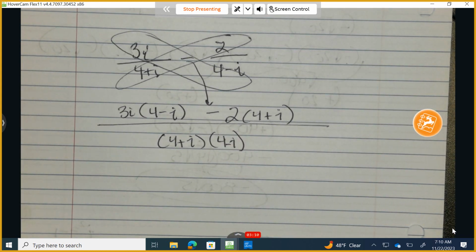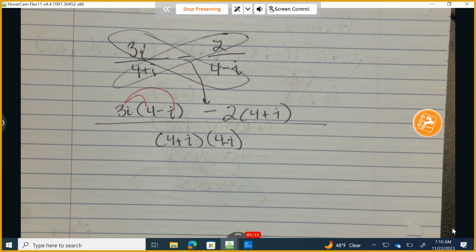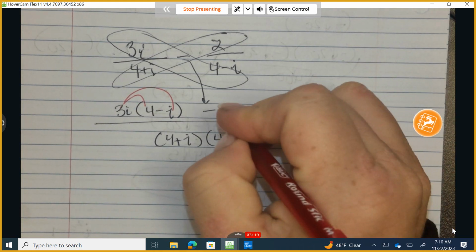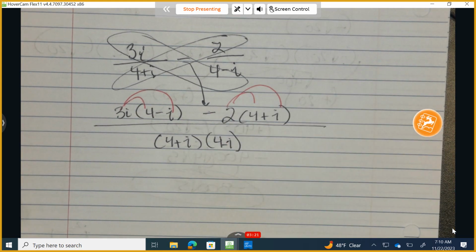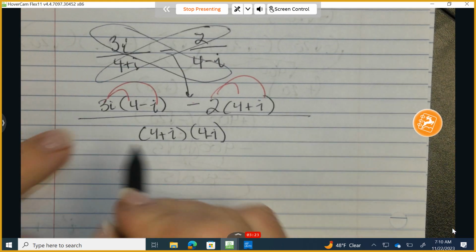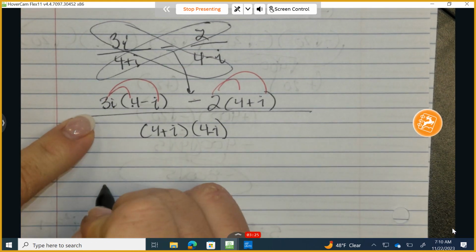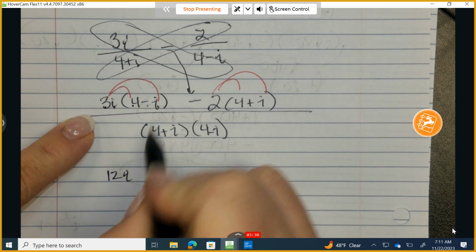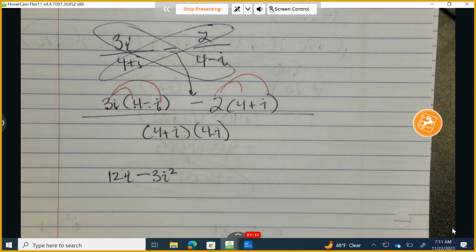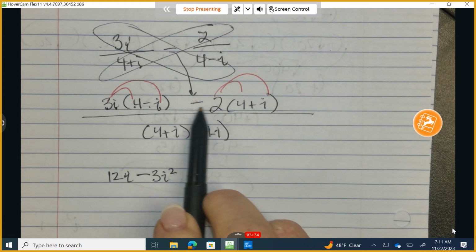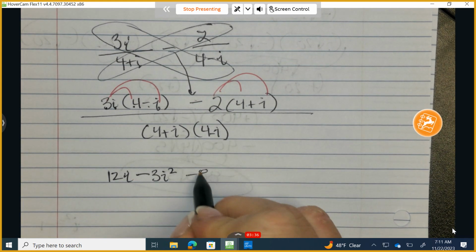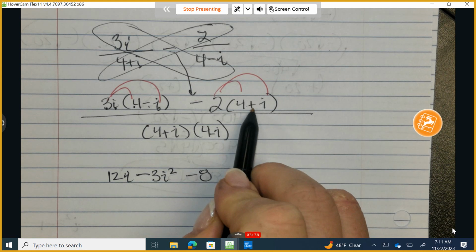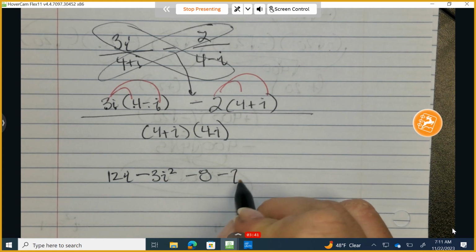So my first step is I'm going to try to simplify what is in the top, or the numerator. I'm going to take 3i times the 2 quantities inside the parentheses and then negative 2 times 2 quantities behind it. So I'm going to do that off to the side here. So 3i times 4 is 12i, and 3i times negative i would be a negative 3i squared. Then I'm going to take negative 2 times 4, which is negative 8, and negative 2 times positive 1i is a negative 2i.